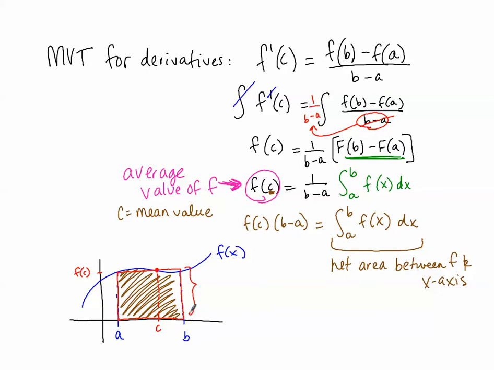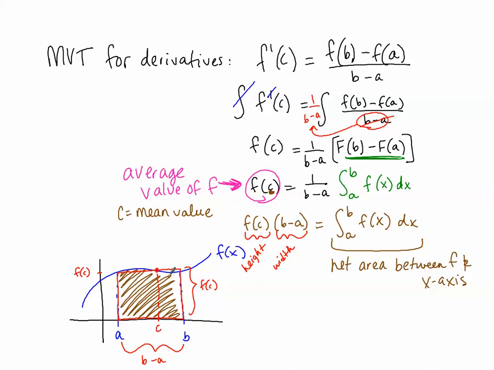where f of c is the height of it, and the width of that is b minus a. So we find the area of a rectangle by saying its height, this is the height, and this is the width. So the mean value theorem for integrals just basically says there is a perfect rectangle out there such that if we found it, the area would be the same as the definite integral, or the exact area of the region between the function and the x-axis.